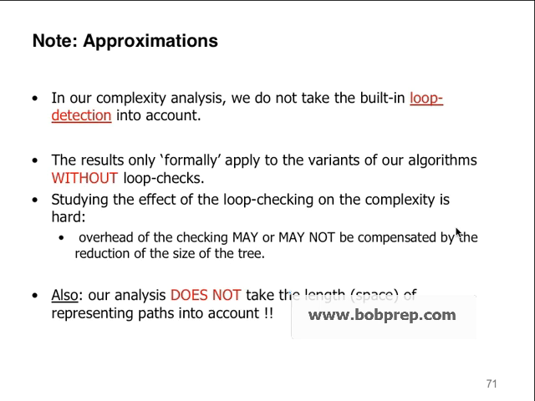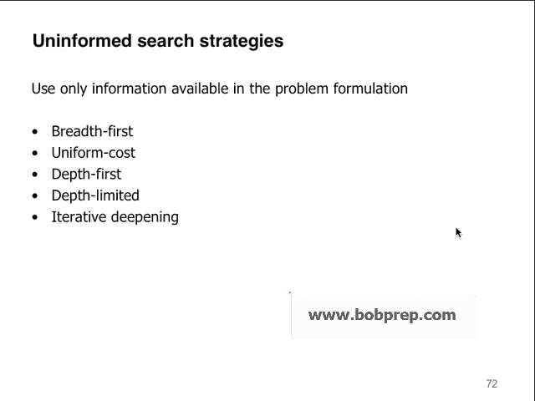So we're approximating for the most part. So we're not as accurate as we probably could be. Also, our analysis does not take the length or the space of the represented paths into account. So we don't really consider how long we are going to go down this route in terms of the path that we intend to follow. So we can cut out a lot of that information. It's just a little note in terms of not being as accurate as you might think, because it's not about accuracy, it's about finding the optimal solution or getting to the goal.